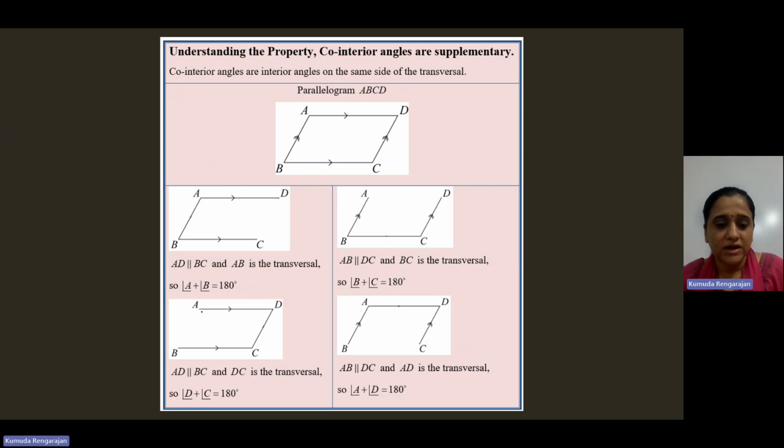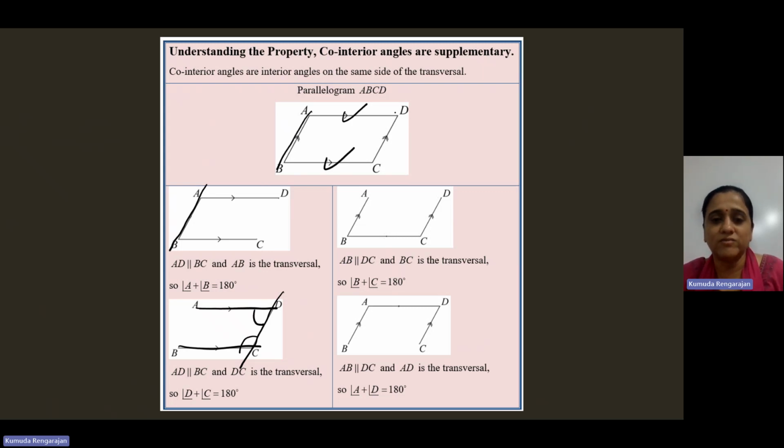Okay, so AD is parallel to BC. Here we have taken AB as a transversal, and here DC as a transversal. Co-interior angles are supplementary. So angle D plus angle C is equal to 180. And we are done with this set of parallel lines.